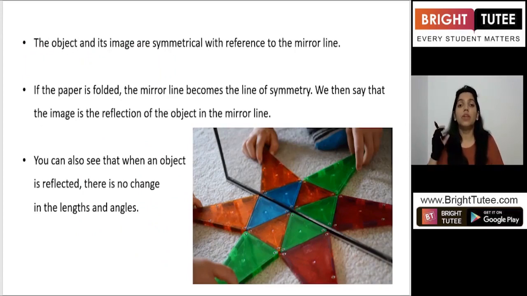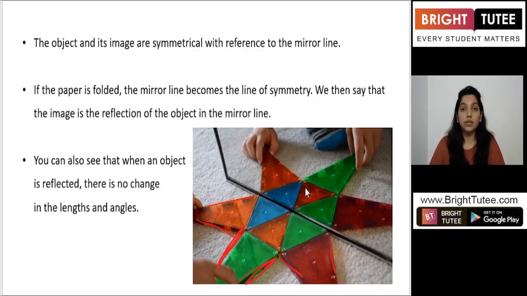Now, if you see the object and the image, what you will notice is that they are symmetrical, right? Symmetrical with reference to the line of symmetry. And if we are talking about a mirror, it is basically the mirror line which is making it symmetrical. As you can see in this image, the child is playing with these structures. He has kept these blocks in such a way, and the image that he is observing in the mirror is exactly the same as what he sees on the other side as well.